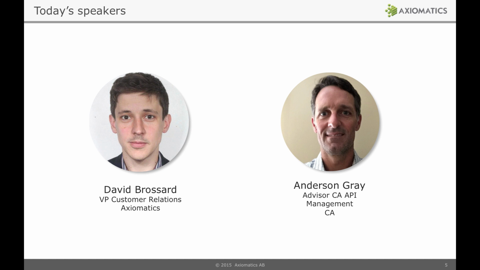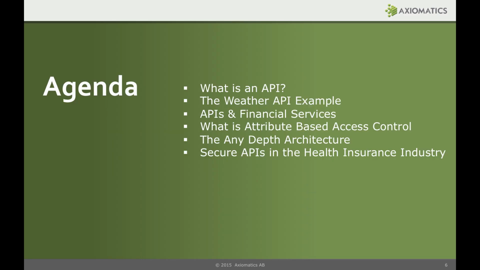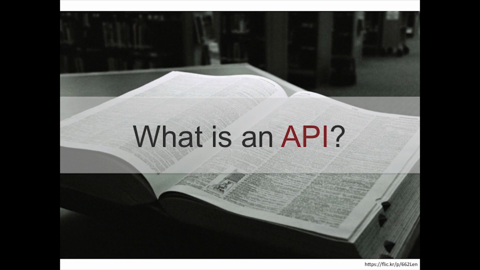Yeah, so what we're going to do is we're going to start with what is an API, how they came about, what they are, how they're used, and we're going to go into a mobile financial services use case, and then go into what you need to think about when you're dealing with APIs. And so the first place to start is what is an API?